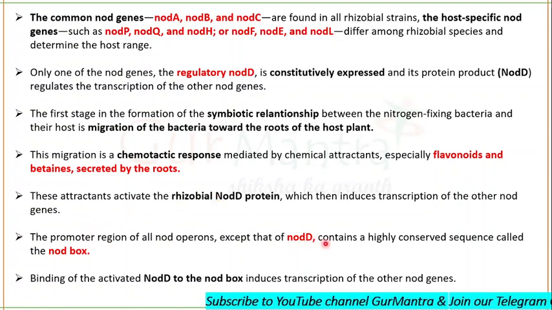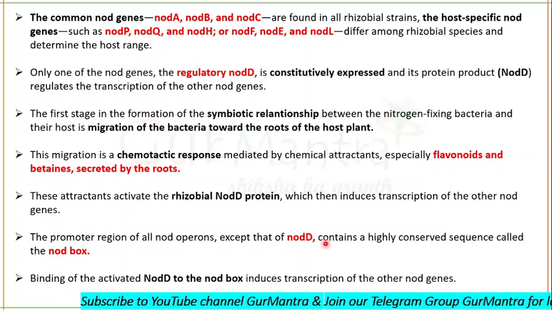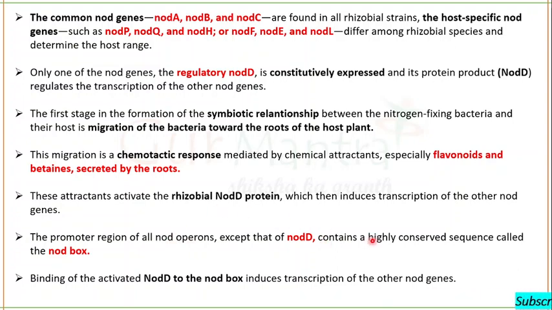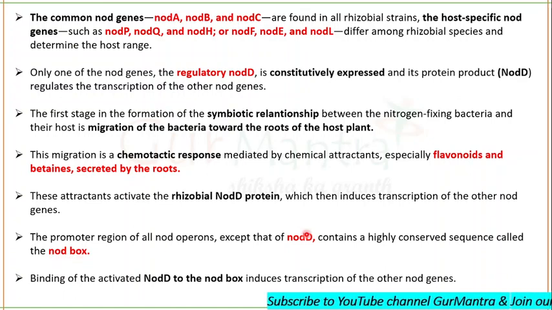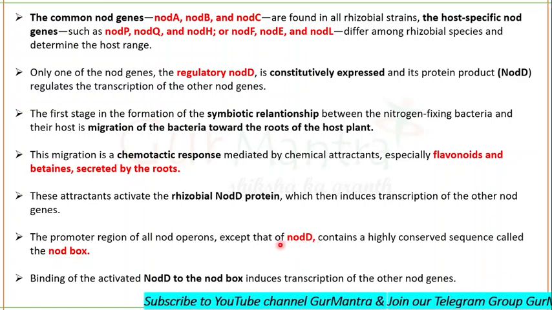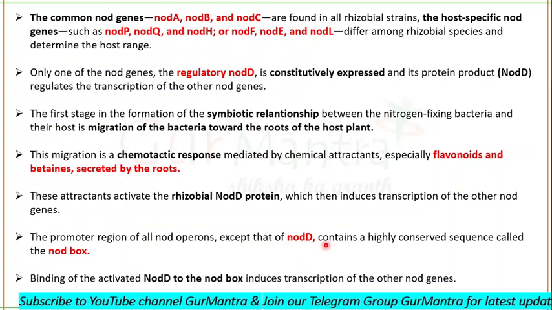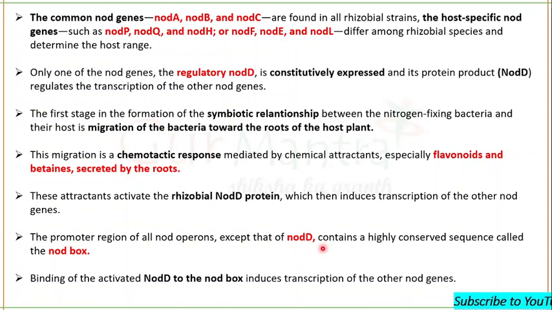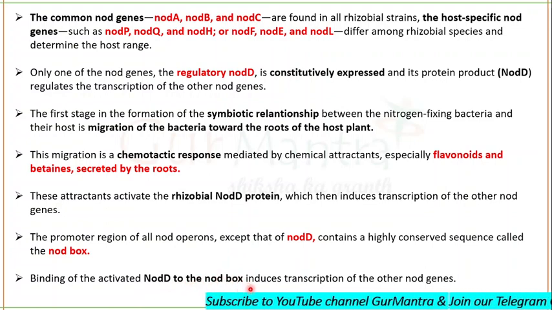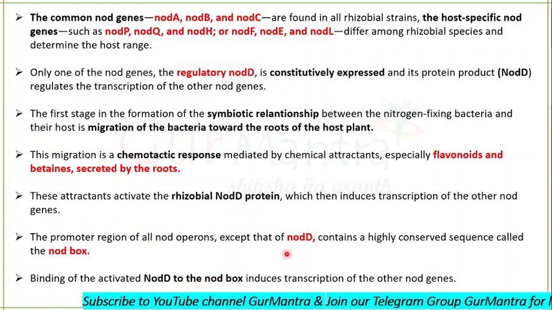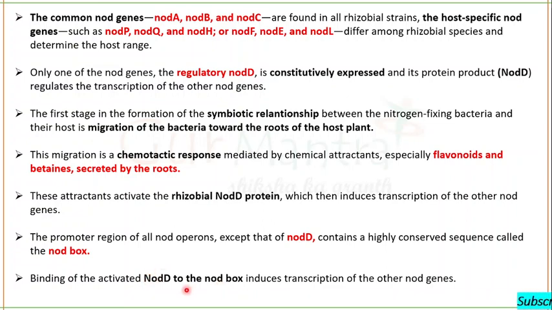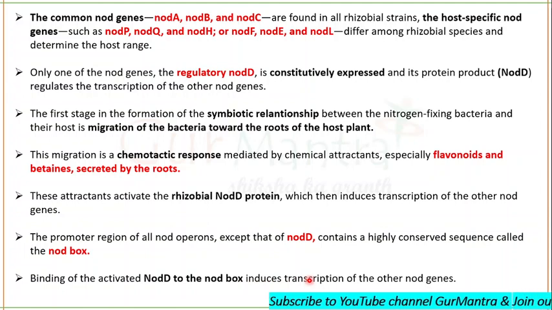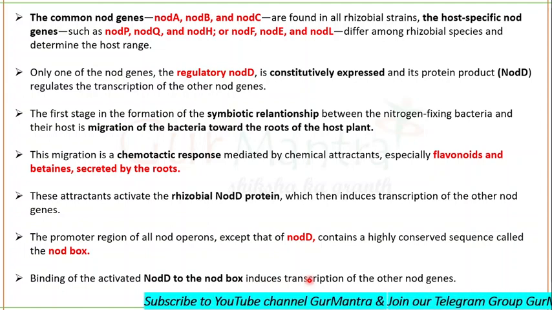The nodulation D gene also possesses a nod operon, but all the other nod genes consist of a conserved sequence known as the nod box. The nodulation D gene does not have this nod box. So the activated NodD binds to the nod box of all the other nod genes and then induces their transcription.